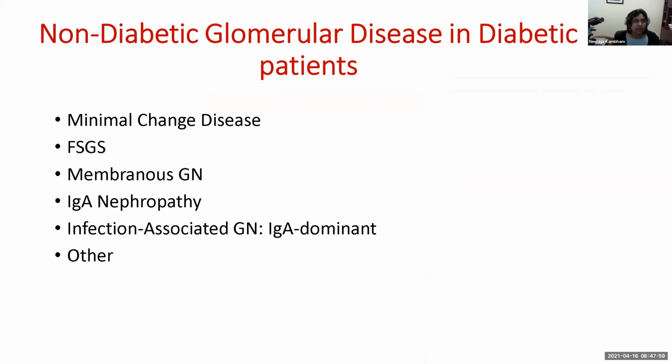Okay. So what are the other non-diabetic glomerular diseases seen in diabetic patients? This is fairly common, as I've shown you in some of the studies. Almost a third of diabetic patients biopsied can have non-diabetic glomerular disease. Some of the diseases we look for, which have been reported and are often seen, are minimal change disease, FSGS, membranous, IgA, and infection-associated GN. IgA dominant is a big one.